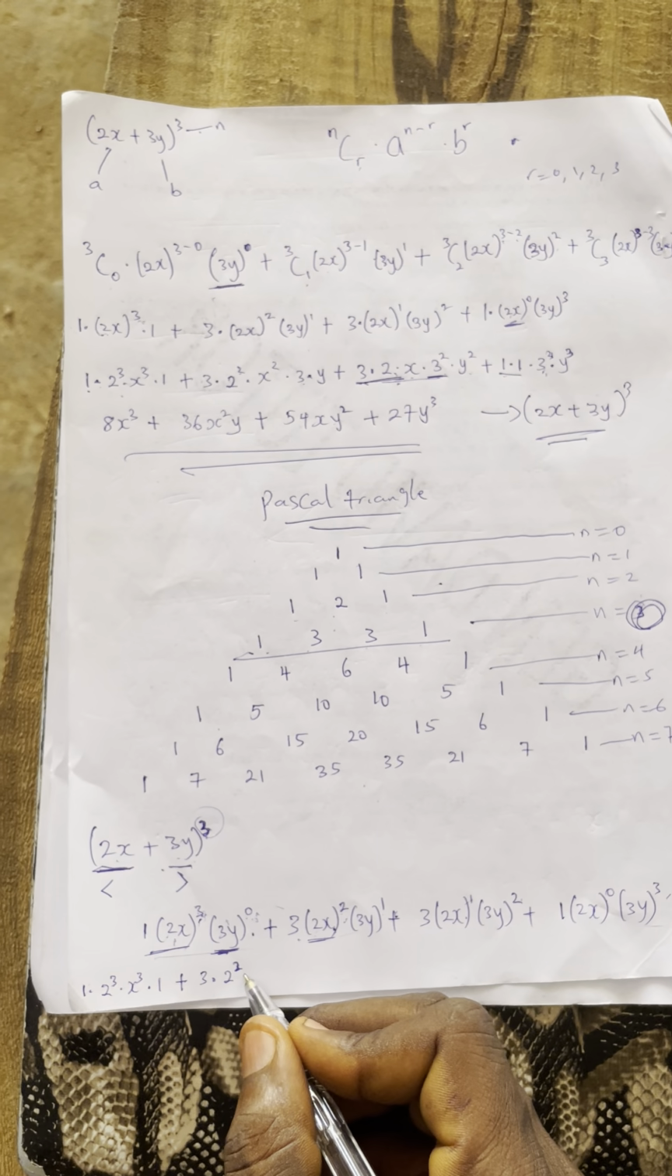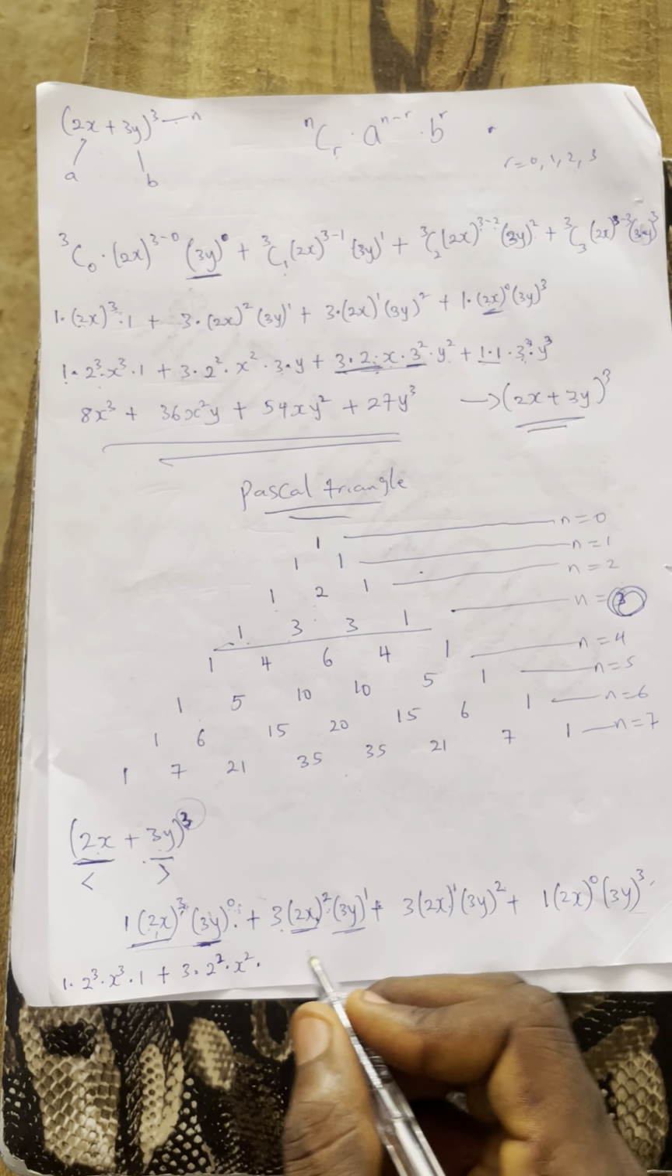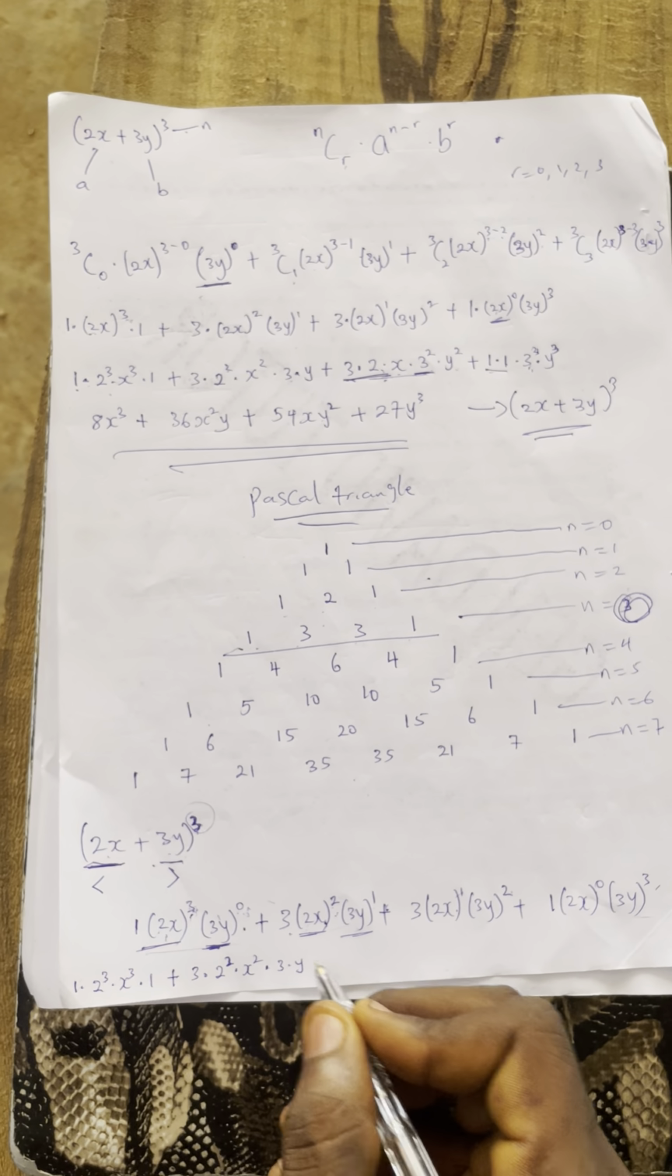2 raised to power 2. Then multiply by x raised to power 2. Multiply by, this one is raised to power 1, so we have to take it one after the other. That's 3 raised to power 1. Multiply by y raised to power 1.